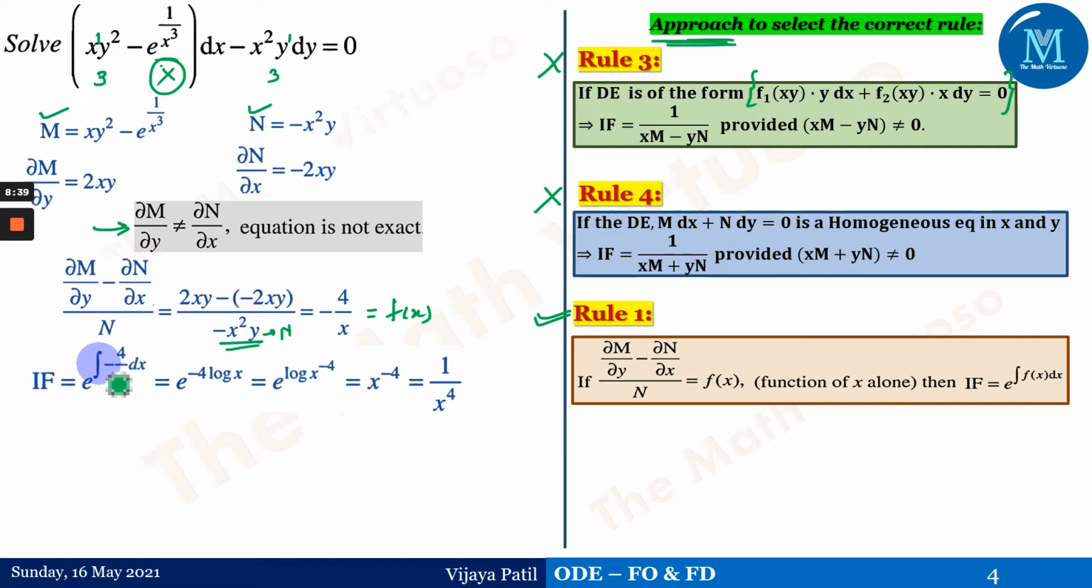So IF is e to the power integration of minus 4 by x dx, which is e to the power minus of 4 log of x, which equals e to the power log of x to the power minus 4, and which comes out to be e to the power x to the power minus 4.